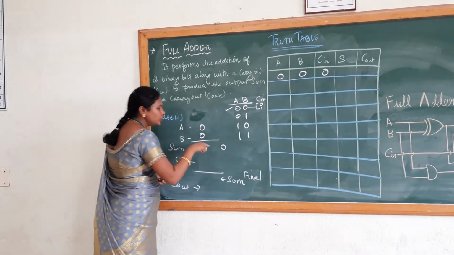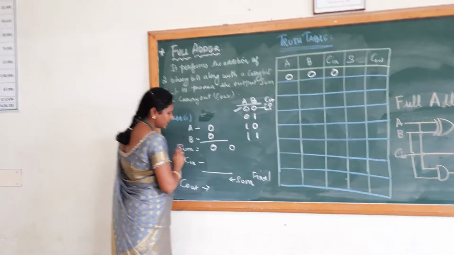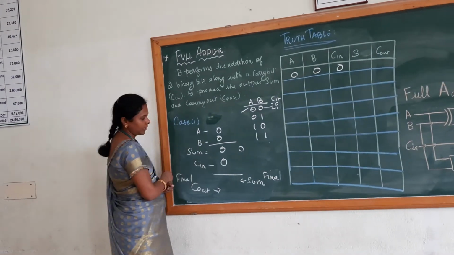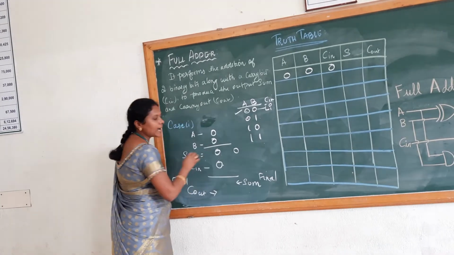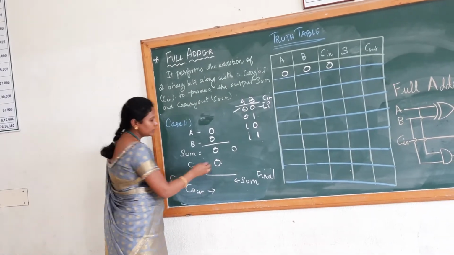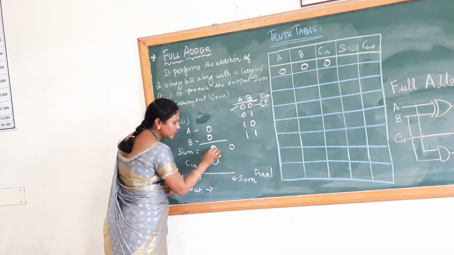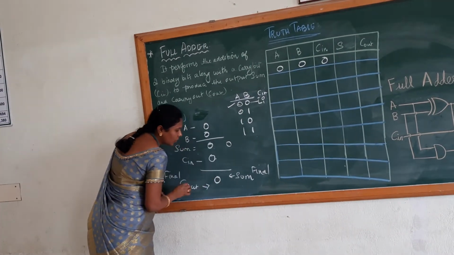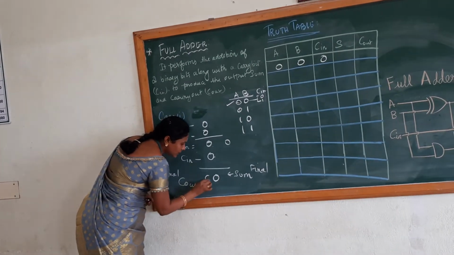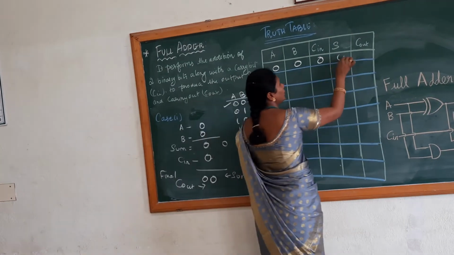Now along with this set of inputs, if my previous carry generated is 0, what will happen? That bit would always be added with the sum bit. What is the status of the bit? Here it is 0. So 0 plus 0, again the sum is 0, and my carry is also 0. So sum is 0, carry is 0. That you have to plot here.